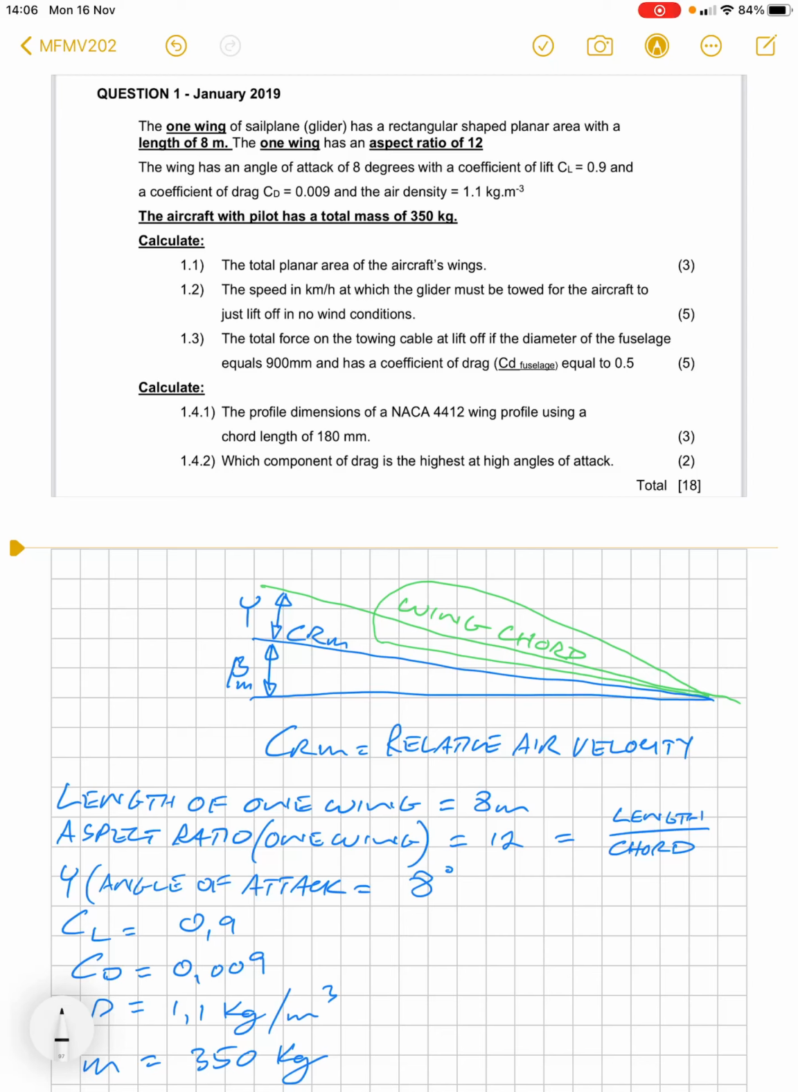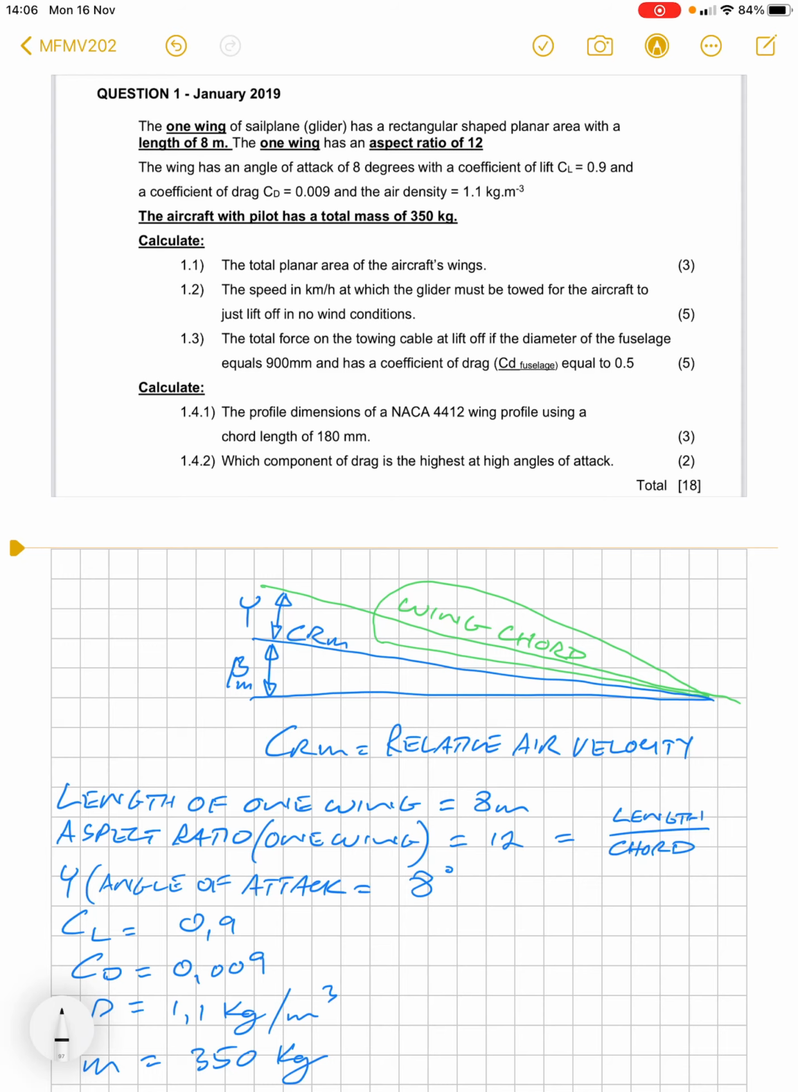This is tutorial 6, question 1 on drag and lift. So question 1 goes as follows. One wing of a sailplane or a glider has a rectangular shaped planar area with a length of 8 meters. One wing has an aspect ratio of 12. The wing has an angle of attack of 8 degrees with a coefficient of lift of 0.9 and a coefficient of drag of 0.009. Air density is 1.1 kilograms per cubic meter.